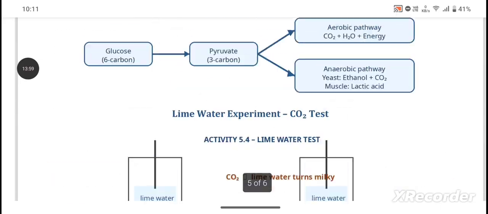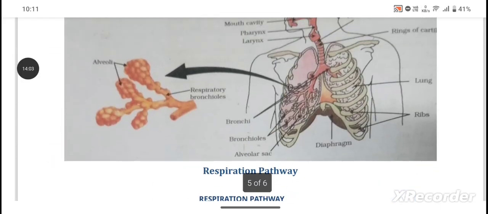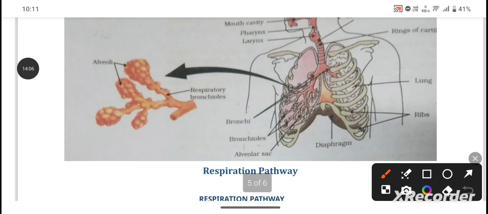So this is the structure of the human respiratory system, and we have the ribs. The lungs are present in the thoracic cavity, enclosed in the ribcage. The ribcage consists of ribs and a flat structure known as the diaphragm.